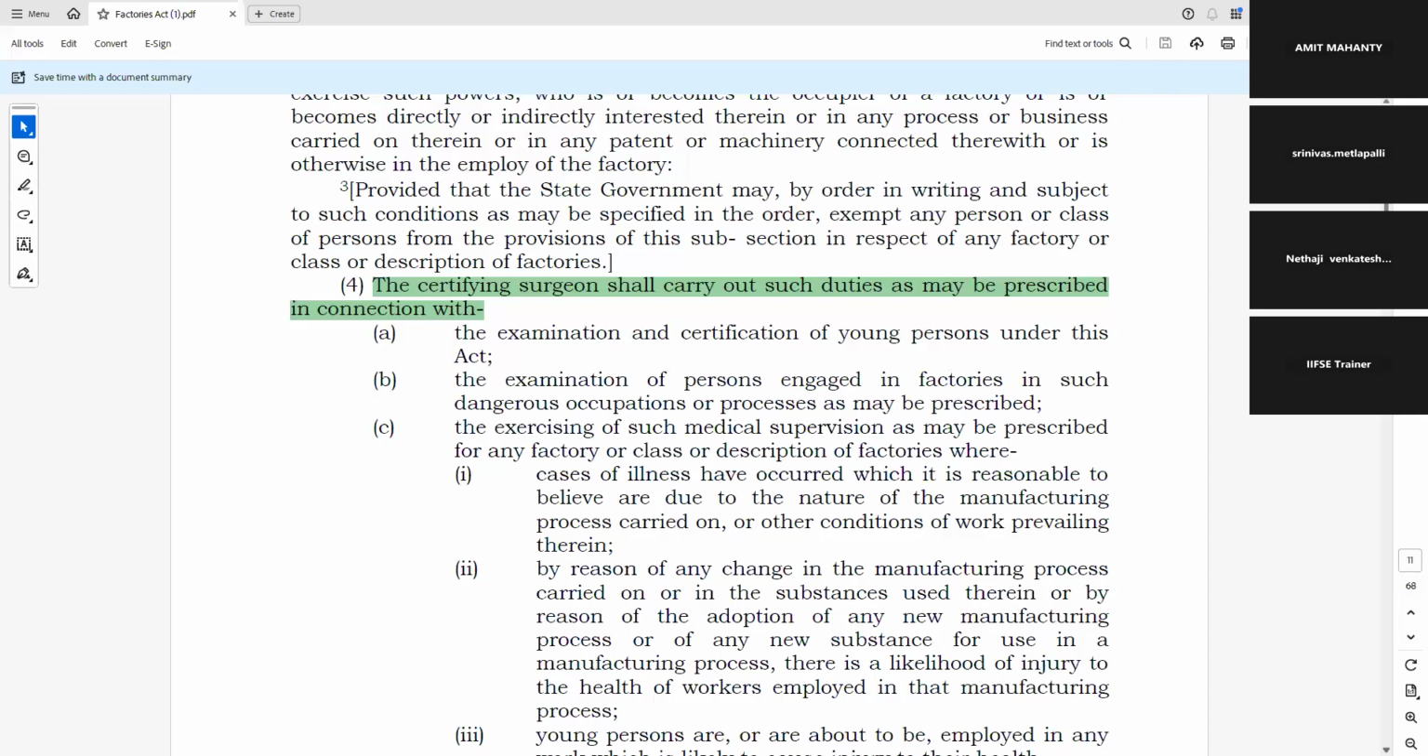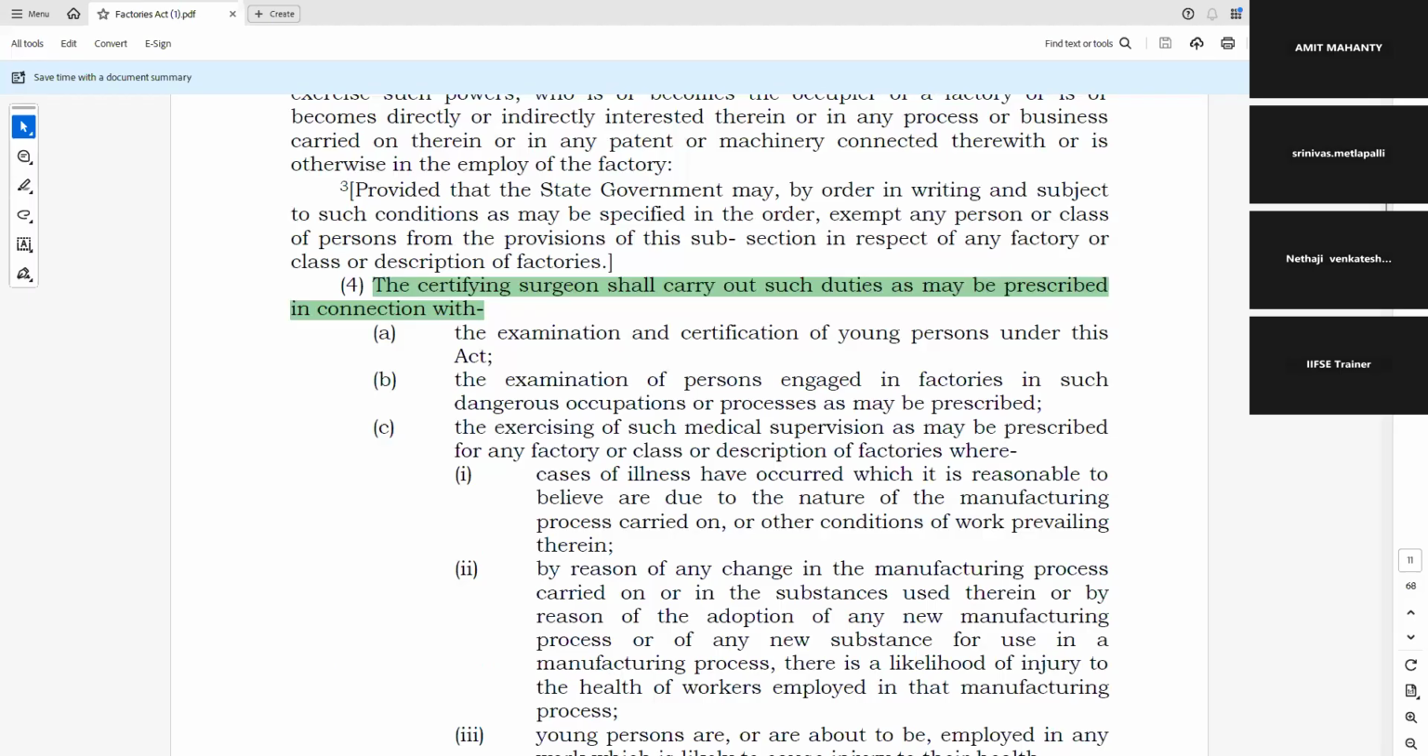We have discussed, I think, SA 8000, where young workers can be employed with education as a condition. Their schooling has to be continued, and following that, they can be hired for working. And the examination of persons engaged in factories or dangerous occupations or processes that may be prescribed. They can also examine people employed in dangerous occupations, which means the dangerous, hazardous activities or processes.